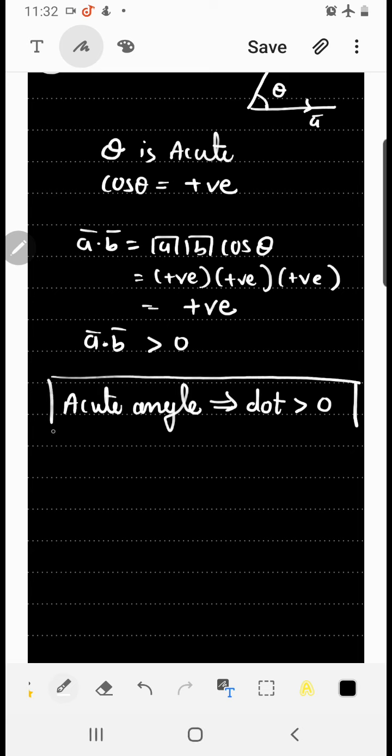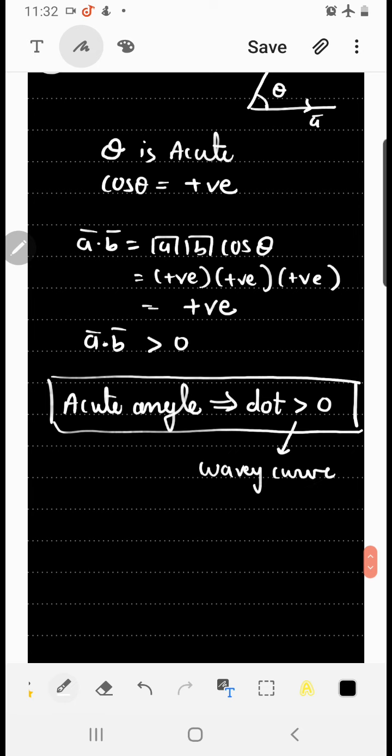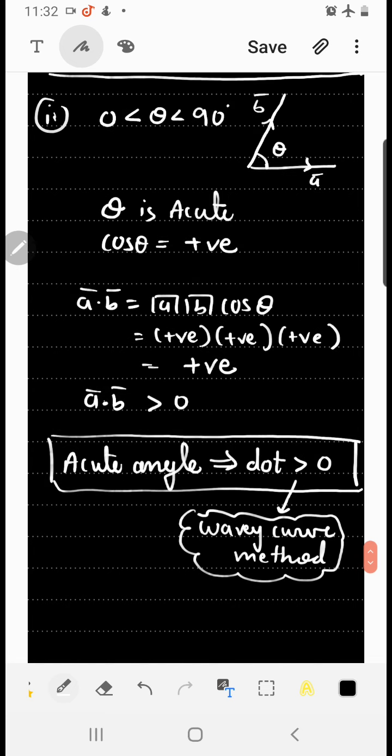Are you getting this? And please, whenever the question is based on inequality, we think of the wavy curve method. So later on when we do the sum, we'll be adding the wavy curve to this particular concept. So this is the second case. I repeat, theta lies between 0 and 90. 0 and 90 means acute. Acute means cos theta is positive, and if all the values are positive, their product will be positive. So at the end of the day, acute angle implies dot product greater than 0.